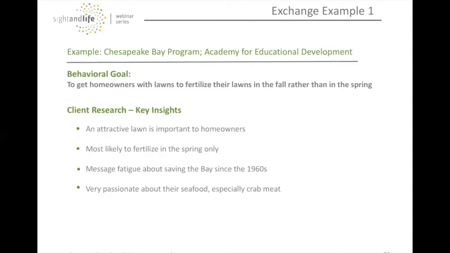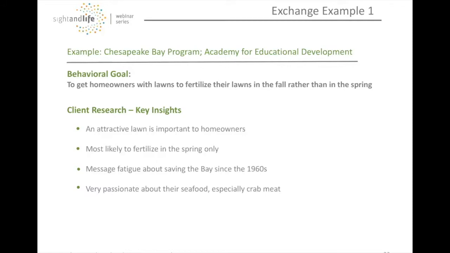And client research with Bay residents showed that an attractive lawn was something homeowners really cared about, and those who cared about their lawns were most likely to fertilize indeed only in the spring. There was also message fatigue around environmental campaigns, which have been running ever since the 1960s. But those same people who fertilized their lawns were also very passionate about their seafood, especially the crab meat, that was becoming scarce because crabs were dying in the polluted bay.